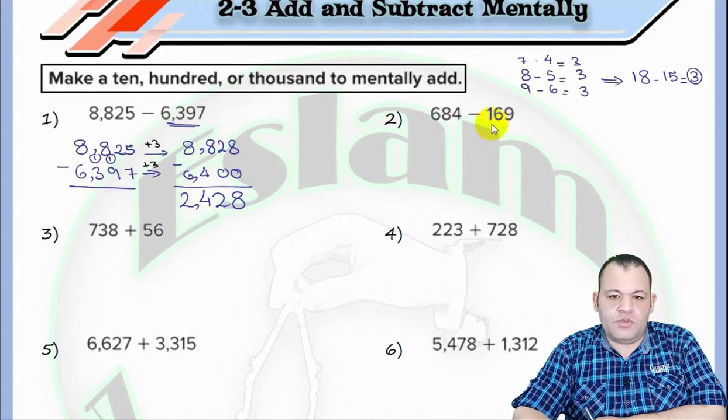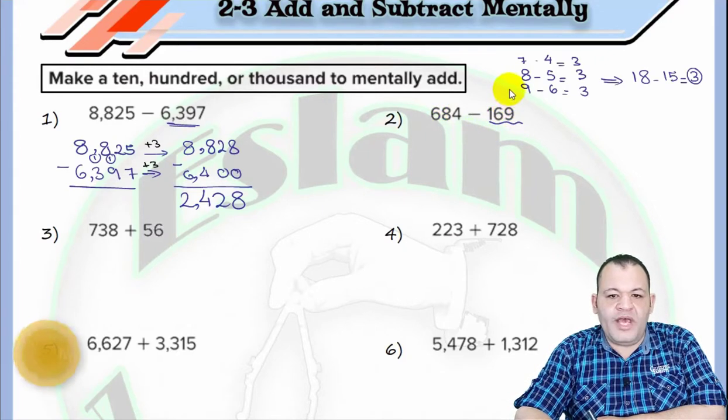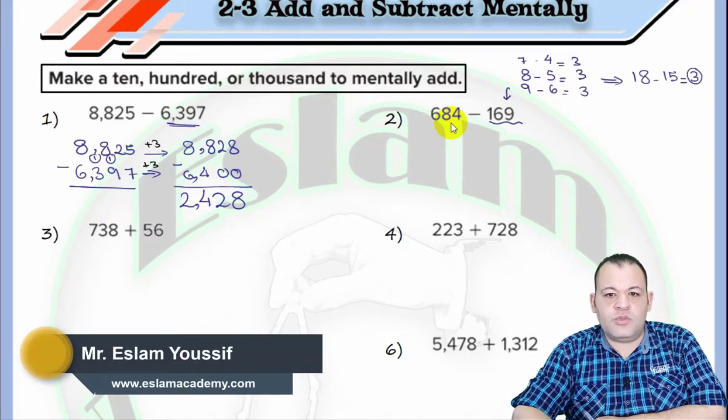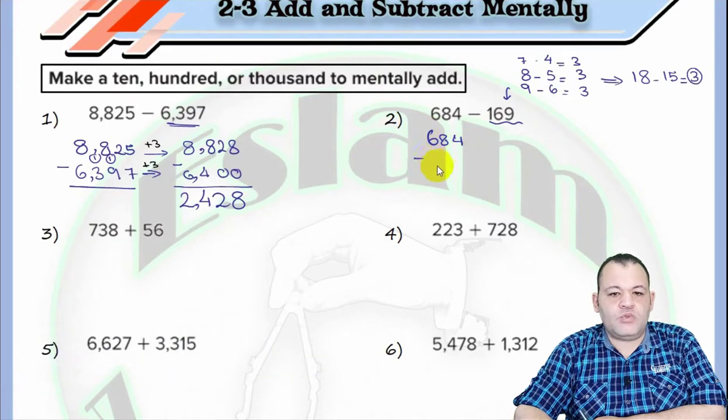Again for the second one, we have 684 minus 169. Just look at the second number. We have 9 at the ones. So to complete it to 10, we need to add 1. So we write 684 minus 169. You need to add 1, so by adding 1 to both terms.